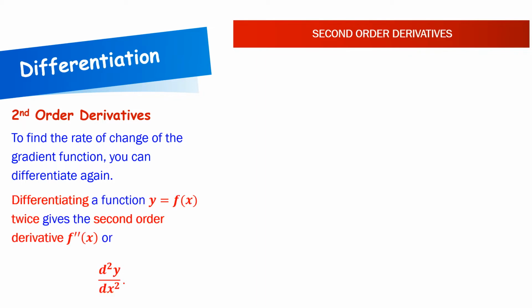Differentiating a function y equals f of x twice gives the second-order derivative f double dash of x, or d2y dx squared. Let's take a look at an example.